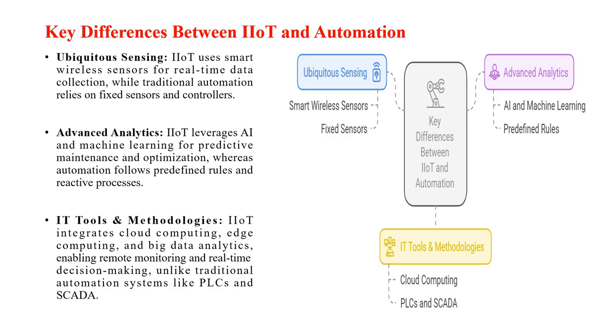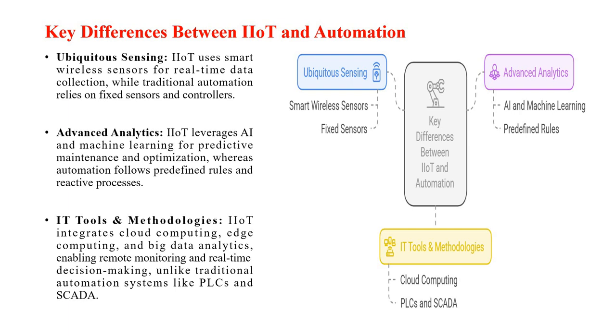And the three key differences between industrial IoT and traditional automation are ubiquitous sensing, advanced analytics, and the IT tools and methodologies. So here in ubiquitous sensing, automation relies on predefined sensors and controllers in order to operate machinery based on set rules. Whereas industrial IoT integrates wireless smart sensors across the entire system, and it will enable real-time data collection from multiple sources, improving monitoring and control.